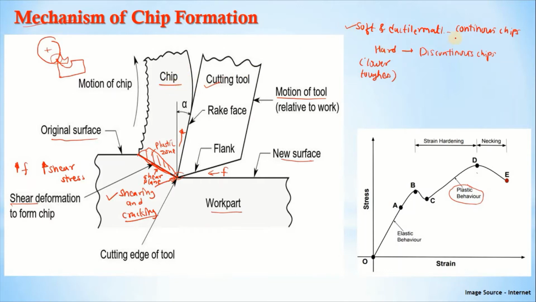whenever we do the machining of soft and ductile material, we are getting continuous types of chip, and whenever we are doing the machining of a hard workpiece which has a lower toughness, we are getting discontinuous types of chips. So these are the two types of chips we are getting. Now, what are the factors influencing these types of chips, that we are going to see.